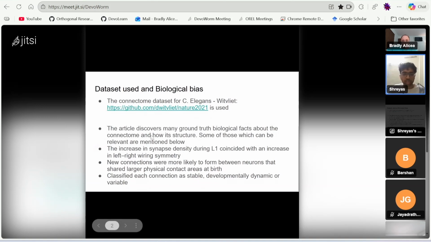So I would first like to discuss the article from which I used this data, what it says. It says that it discloses many ground truth biological facts about the connectome and how it is structured, some of which are relevant and are mentioned below. So it's a symmetrical wiring. The increase in synapses during L1 is the basic C. elegans with the baby embryo.